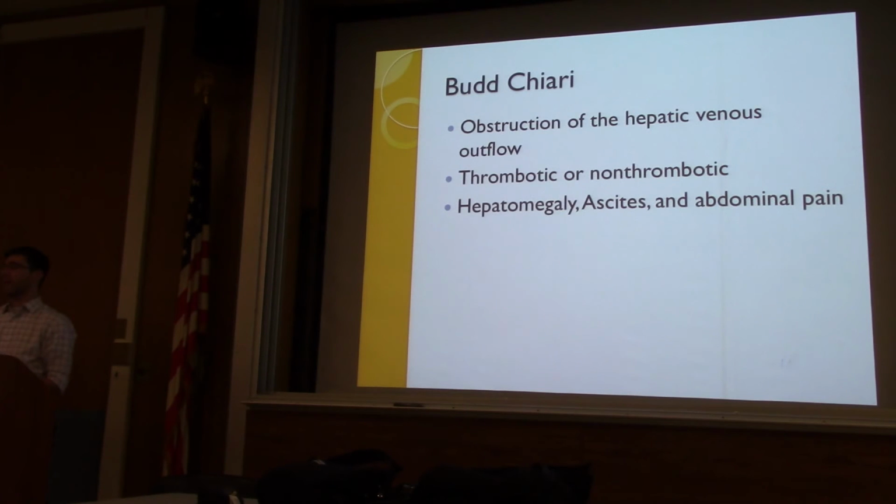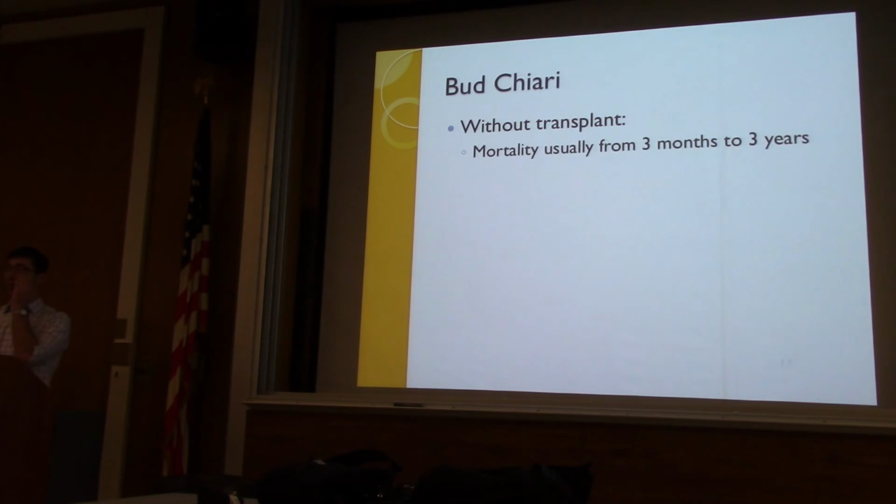It's an obstruction of the hepatic vein, the hepatic venous outflow. It can be either thrombotic or non-thrombotic, and you get this blockage in the hepatic vein, a buildup and backup and a lot of pressure, and this can cause hepatomegaly, ascites, and abdominal pain. It's something that gets overlooked a lot, but it's important to keep an eye out for because its mortality is incredibly high. The 3-year mortality is almost 100% for patients 3 years after they get diagnosed with Budd-Chiari syndrome.